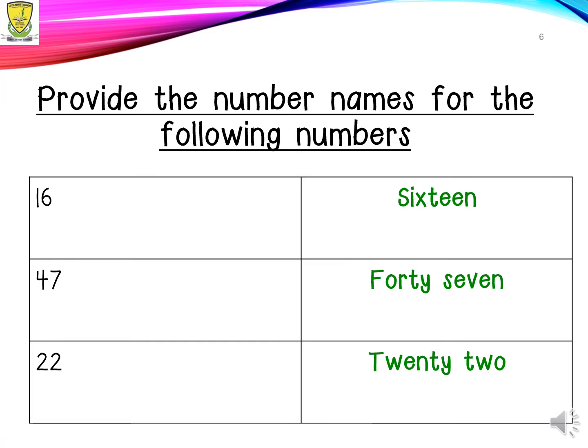47. We write it as F-O-R-T-Y, and 7 is S-E-V-E-N. Remember, children, you do not need to put a dash in between 40 and 7. 22. We write it as T-W-E-N-T-Y, and 2 is T-W-O.